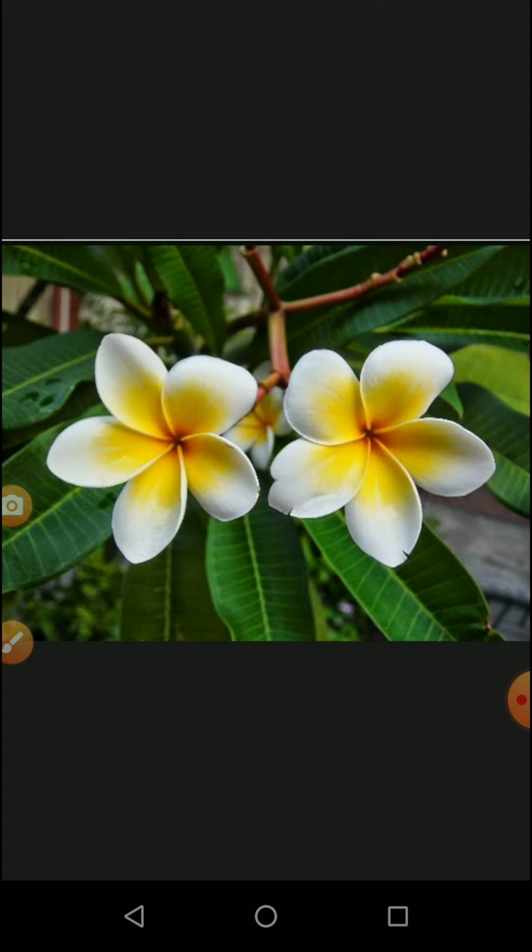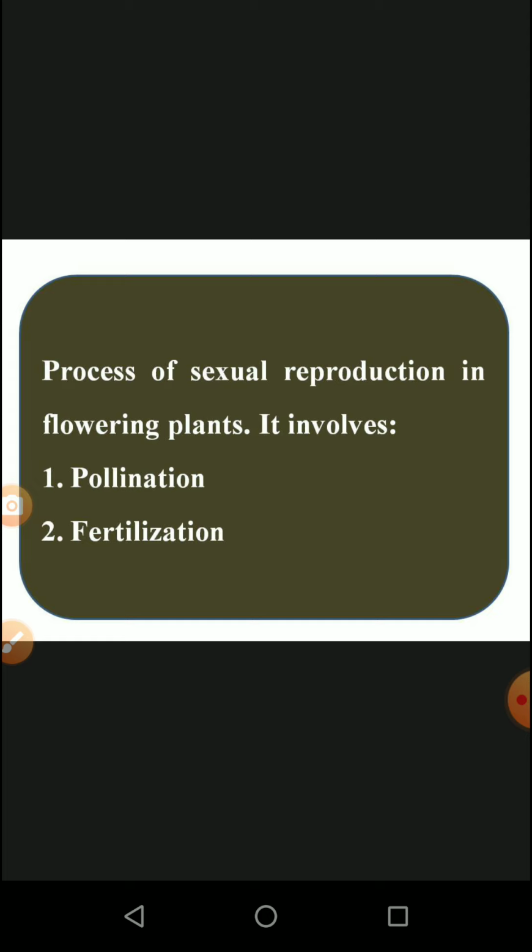And the next one: the process of sexual reproduction in flowering plants involves two processes. One is called pollination and the other is called fertilization. Sexual reproduction consists of these two important processes. Pollination is nothing but the transfer of pollen grain from the anther to the stigma of the flower.